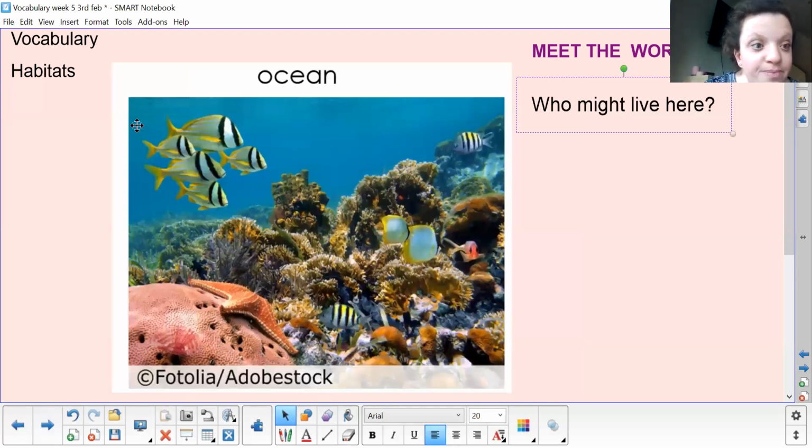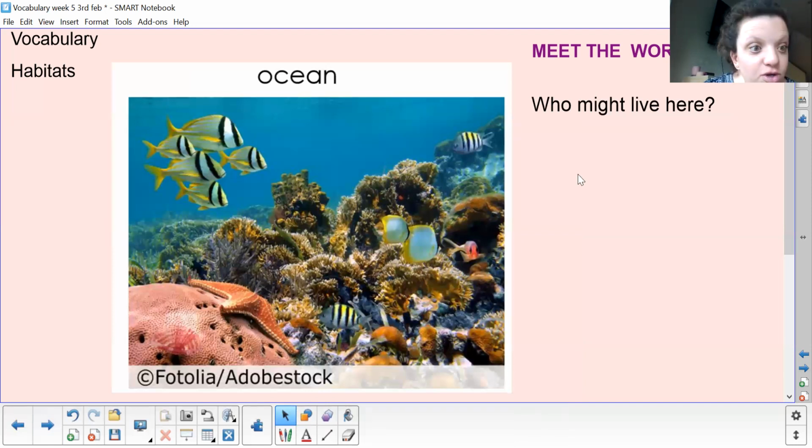Right, the ocean. And this has got some clues already for you about who might live here. So again, on your piece of paper or in your mind or with a partner or with a member of your family, who might live in the ocean? Pause and have a go.